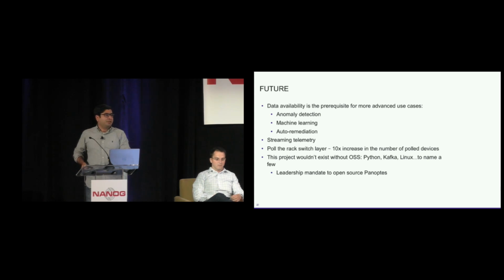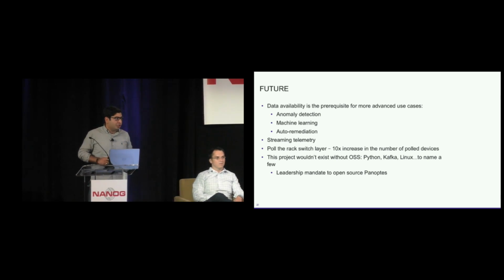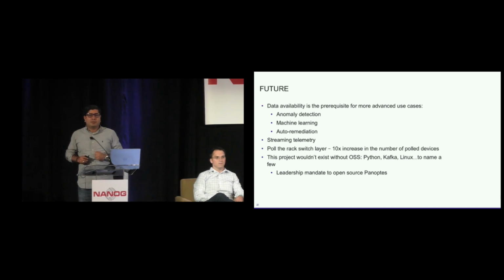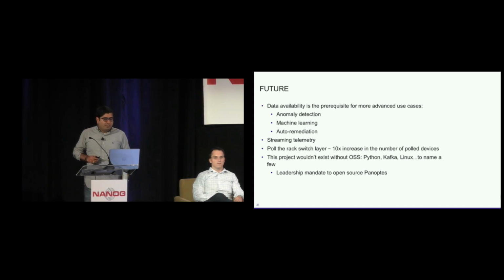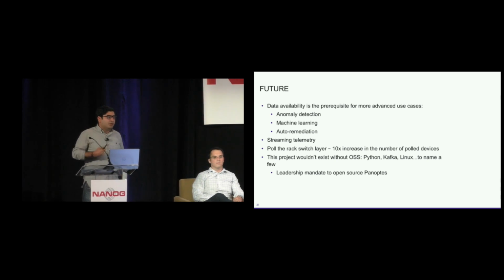Future, this is where I get to be hand-wavy and convince my bosses to fund this forever. So we know that getting high-quality, high-resolution, enriched data is the first step to being able to generate insights. Thus, once we are close to solving the problem of collecting metrics at that scale and at that resolution, the obvious next step is to try and feed this data through machine learning and anomaly detection and possibly even use it for auto-remediation.